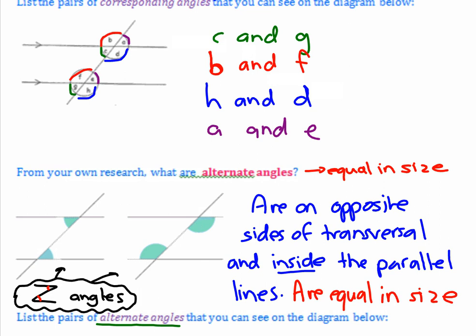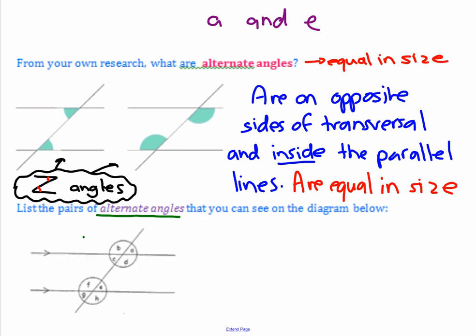So let's list a pair of alternate angles that you can see in the diagram below. Remember they have to be inside the parallel lines and they have to be on opposite sides of the transversal. So all we've got is D and F, and C and E. We can't have any that are outside the parallel lines because it's alternate interior angles. So all we have is C and E, plus D and F. That's all we have. They form these Z shapes.